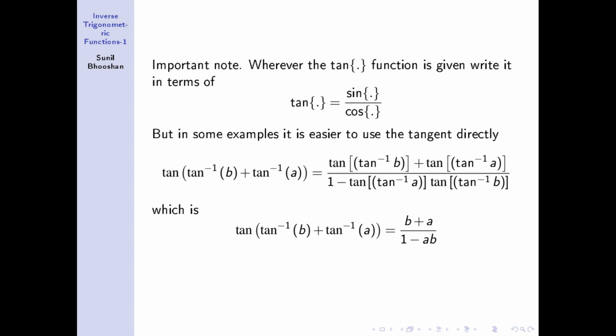Note that whenever the tan function is given, use sine by cos. But in some examples, it's easier to use the tangent directly. For example, tan of tan inverse B plus tan inverse A is tan of tan inverse B plus tan of tan inverse A divided by 1 minus tan of tan inverse A times tan of tan inverse B, which is then equal to B plus A divided by 1 minus AB.